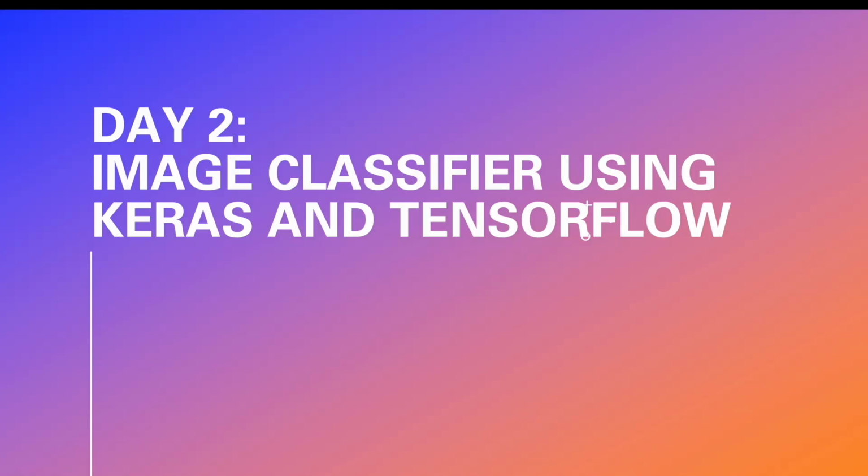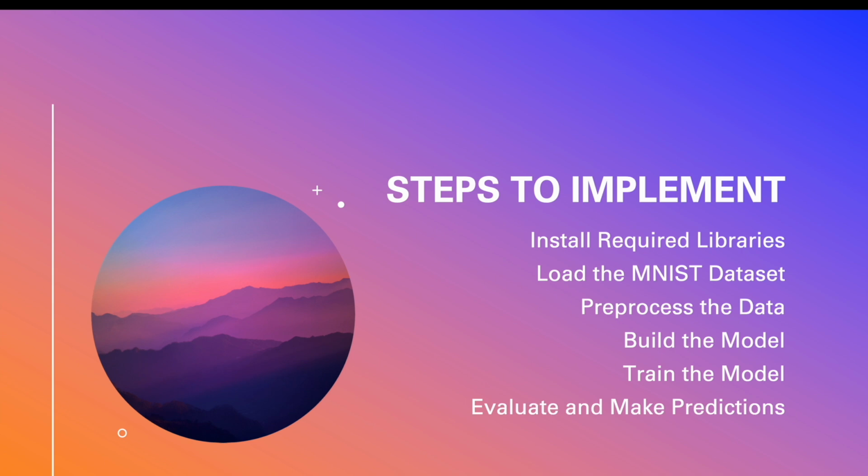Our day 2 is image classifier using Keras and TensorFlow. Now this project involves building a simple image classifier to recognize handwritten digits using the MNIST dataset, which is a dataset of 28 by 28 grayscale images of handwritten digits from 0 to 9. Here are the steps to implement an image classifier using Keras and TensorFlow.